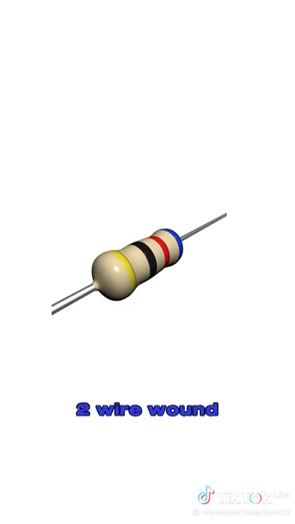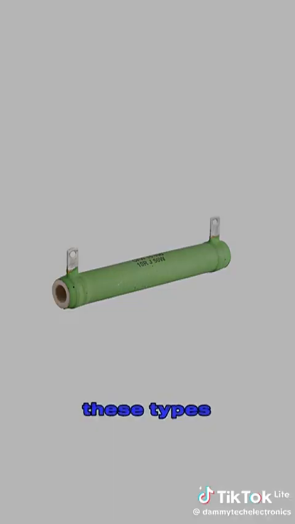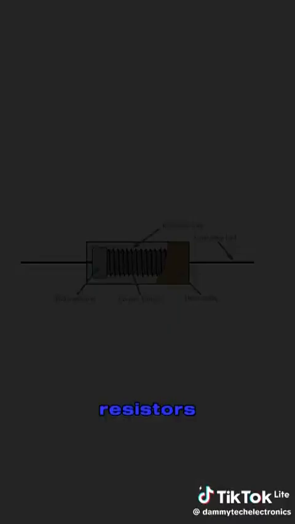2. Wire wound resistors. A wire wound resistor is another type of resistor produced by winding an insulating core or rod around a resistive wire. These types of resistors are made of an insulated metal wire coiled around a non-conductive core, made of ceramic, plastic, or glass. 3. Thin film resistors.